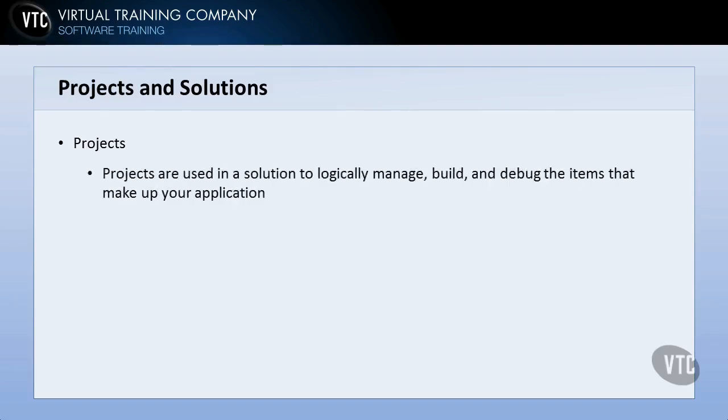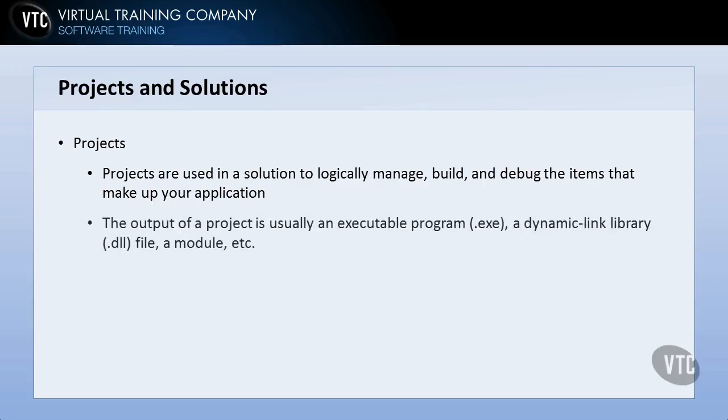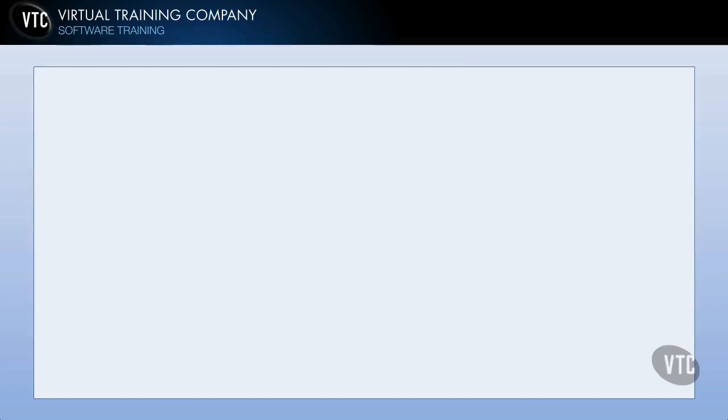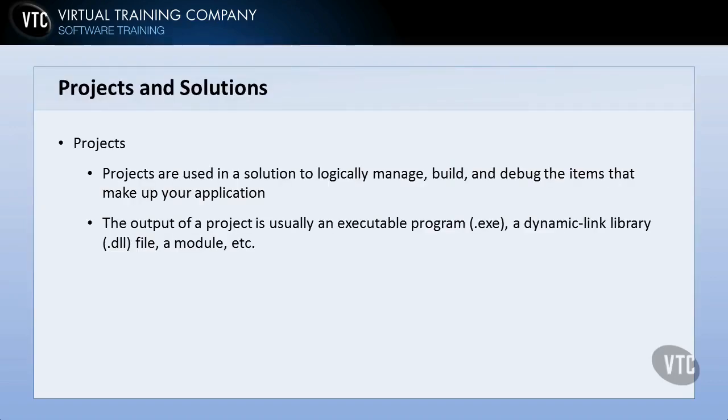Now, projects are used in a solution to logically manage, build, and debug the items that actually make up your application. A better way to say that is the output of a project is usually an executable program when you build it, a dynamic link library file or a DLL, a module, or other types of files that a project turns into, depending on how you're building it. So the bottom line is, if you have two projects, you can generate two executable files and they can interact. So that's the bottom line on projects and solutions.